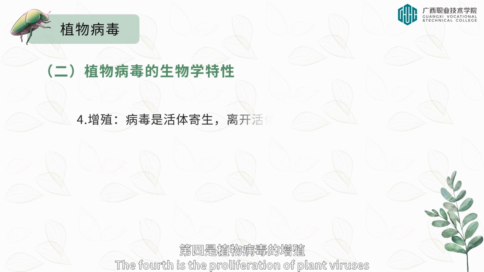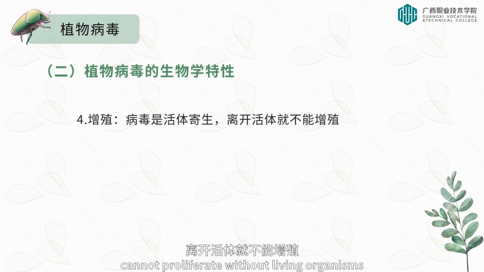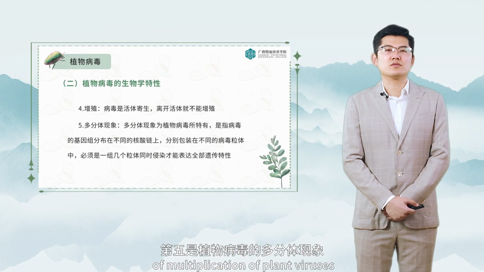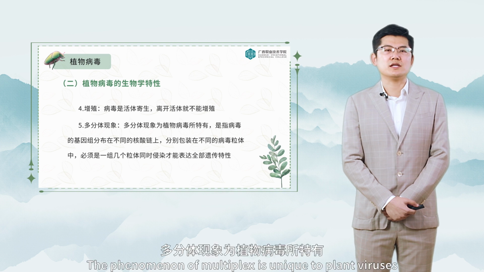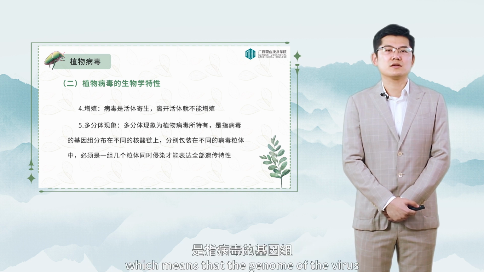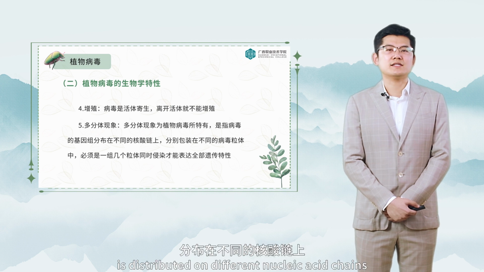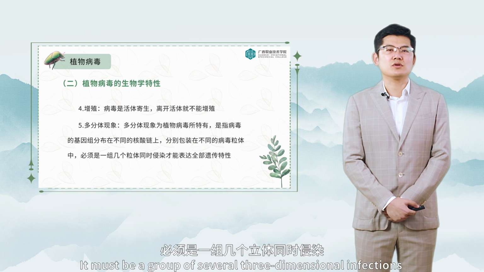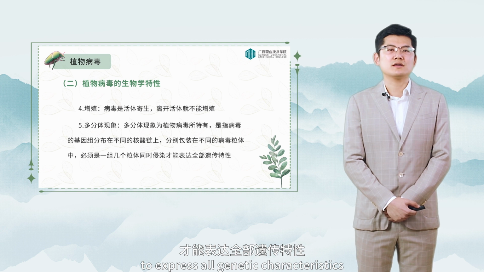It can also be transferred directly into plant tissues and cells through the stylets of piercing insects. The fourth is the proliferation of plant viruses: they cannot proliferate without living organisms. The fifth is the phenomenon of multipartite viruses. The phenomenon of multipartite genomes is unique to plant viruses, which means that the genome of the virus is distributed on different nucleic acid chains and packaged in different particles. It must be a group of several particles infecting at the same time to express all genetic characteristics.